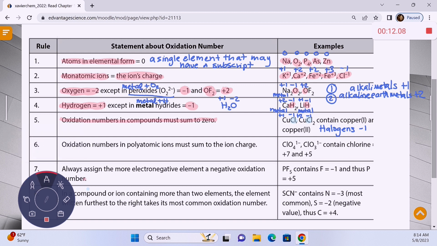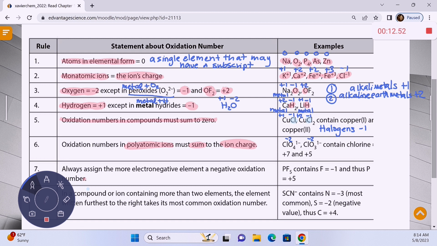Rule number 6. If you have a polyatomic ion, that means groups of symbols with a charge, then the sum of their oxidation numbers is the same as the charge that's on the ion. So ClO4 -1, we're going to assign oxygen, because we know oxygen is the same as its charge, which is -2. So you're going to put a -2 on the oxygen here and here. Okay? We're going to solve for chlorine. Even though halogens are usually a -1, what you usually do is you assign the one that you know, and then you go back and you calculate the other one.